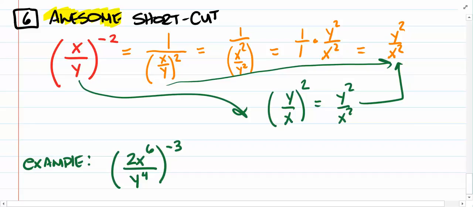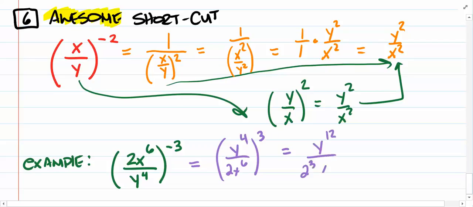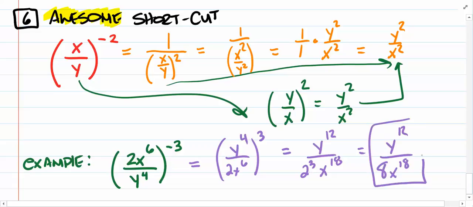So in this example here, let me show you. I have 2x to the 6th over y to the 4th to the negative 3. I can rewrite that as y to the 4th over 2x to the 6th all to the positive 3. And that would continue on from there. So this would be y to the 4th to the 3rd, which would give me y to the 12th, all over 2 to the 3rd, x to the 18th. So my final answer would be y to the 12th, all over 2 to the 3rd is the number 8. 2 times 2 is 4, times 2 is 8. 8x to the 18th, and that's a very nice handy dandy shortcut.